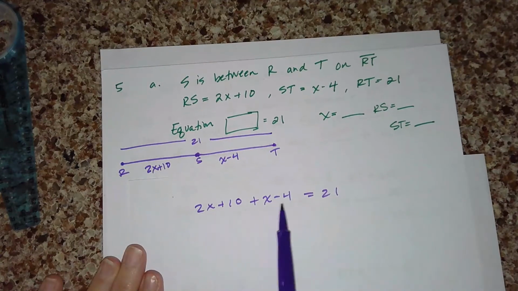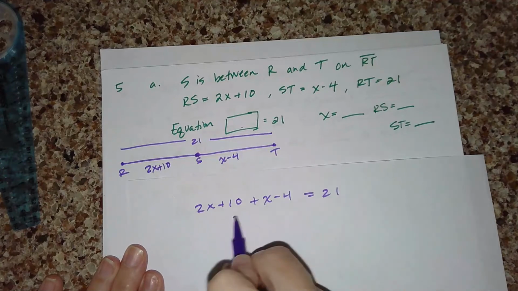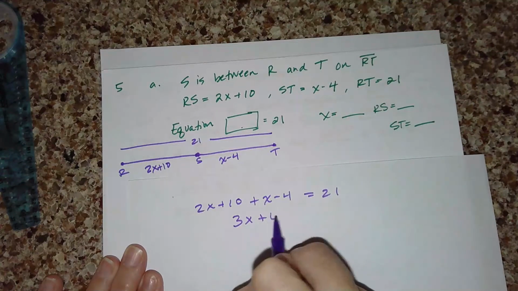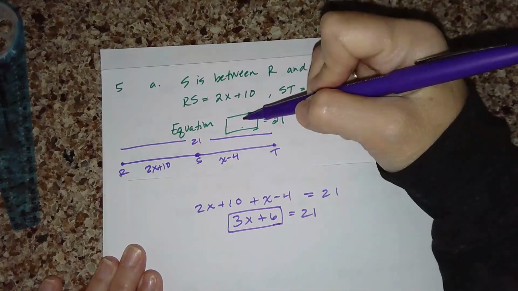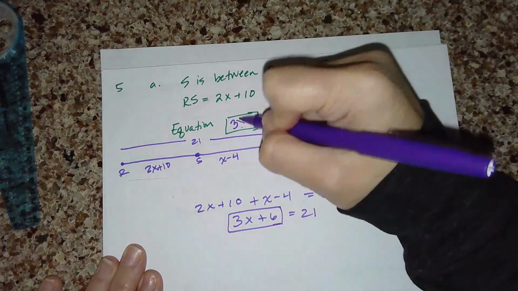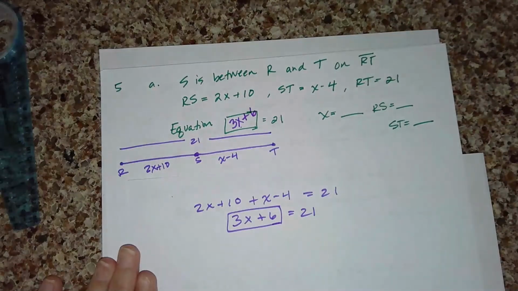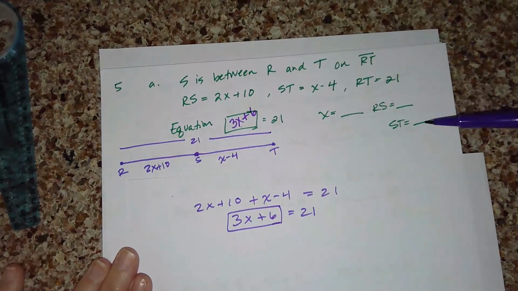So this is not what you'd put in this box here. You want to simplify this first. So this becomes 3x plus 6 equals 21. This is the part that's going to go into this box right here. On Big Ideas, they're asking you for this piece. Then they want you to solve for x and then plug it back in and find RS and RT.